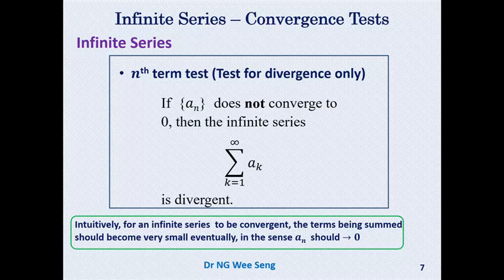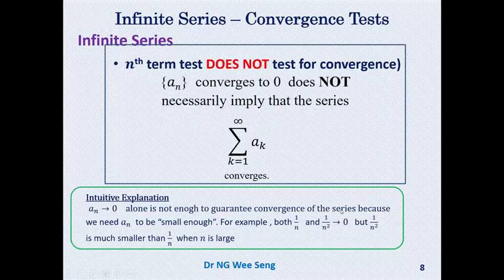What the test says is that if the underlying sequence does not converge to 0, which means a_n is not going to be small enough, then the infinite series will be divergent. Intuitively, this is very obvious, because if you want this series to be convergent, to be a finite real number, then you will expect a_n to be small eventually. And by small, we mean a_n should converge to 0. What the n-term test says is that if a_n does not converge to 0, then the series is divergent.